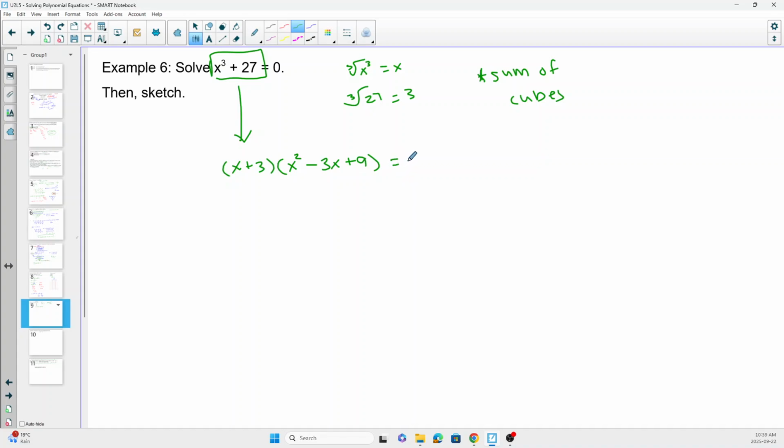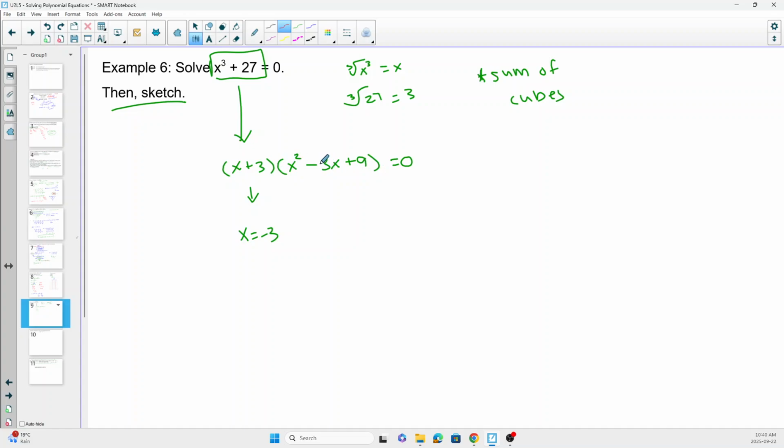And if I want to know when this is equal to 0, here's a little trick for you. It's equal to 0 when x is equal to negative 3, and only when x is equal to negative 3. Okay, then sketch. How do I know that? 2 ways. Number 1, this is a simple trinomial. A is 1.